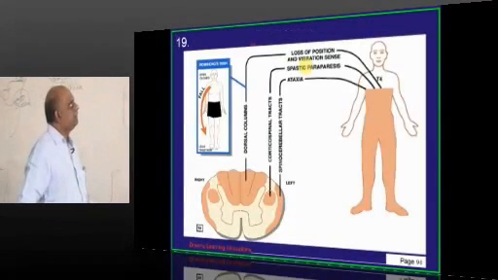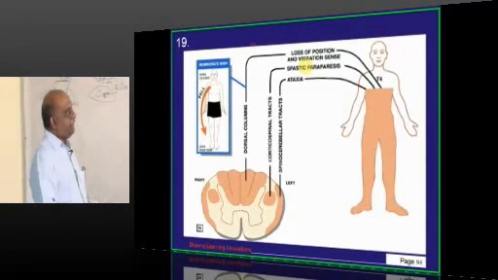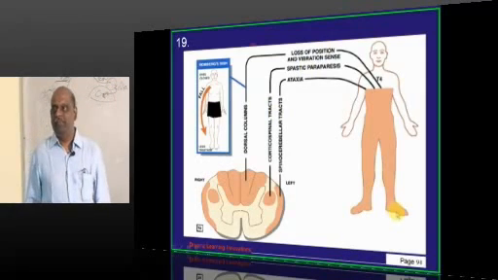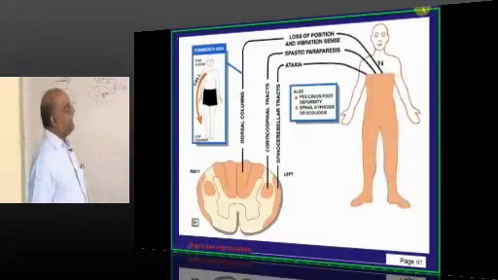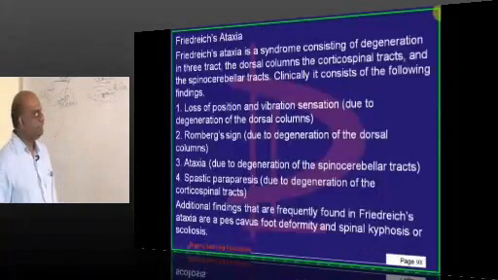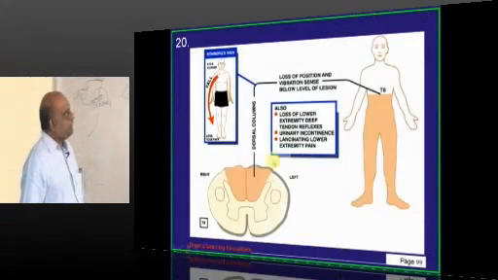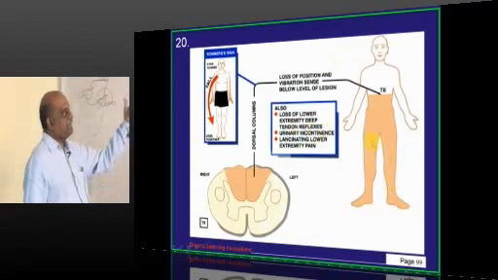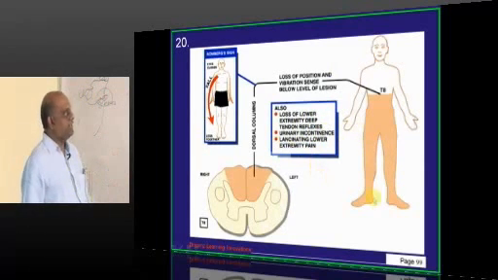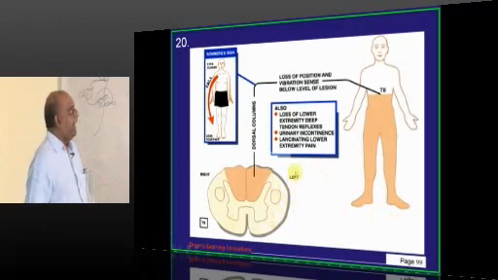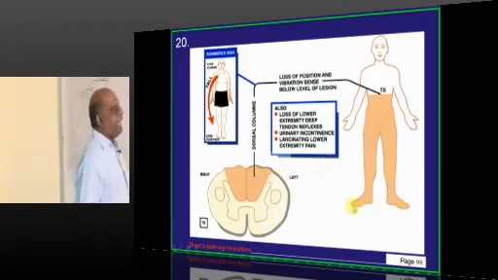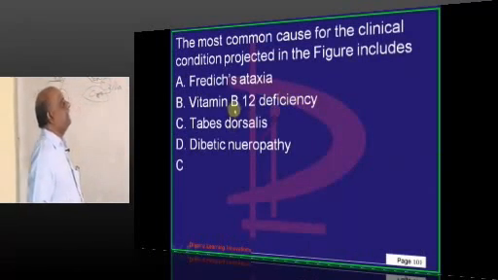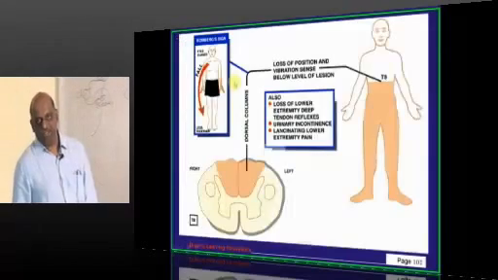Then, doctor, loss of position, vibration, spastic paraparesis along with ataxia. Where do you see this, doctor? Typically in Friedreich's ataxia. Then loss of position and vibration along with loss of deep tendon reflexes. Urinary incontinence is also there, and there is lancinating pain of the extremity. What is this combination called? Tabes dorsalis.